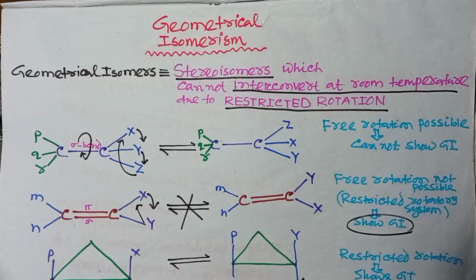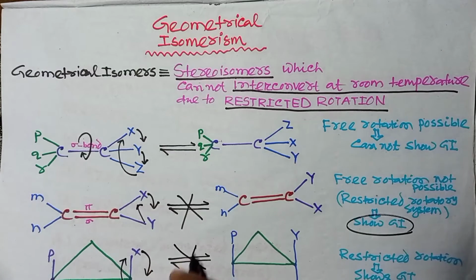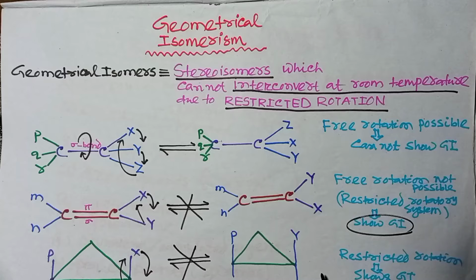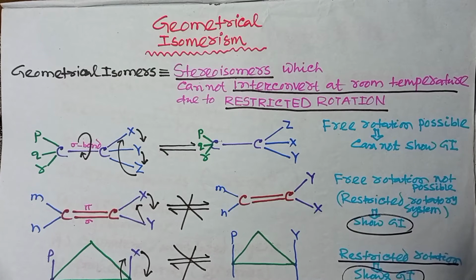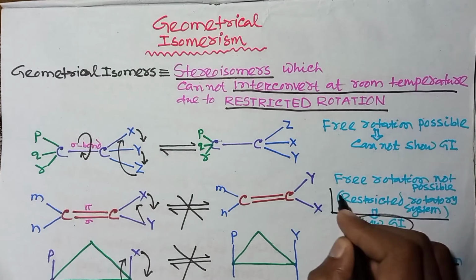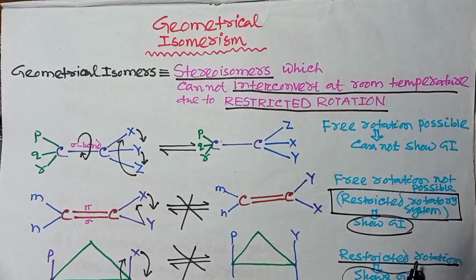Similarly, here it is a cycloalkene, so we cannot interconvert these two groups. This interconversion is not possible at room temperature, so we cannot get this compound from this. Free rotation is not possible here either, so this is a restricted rotatory system and it will show geometrical isomerism. Basically, the condition for geometrical isomerism is that the compound should contain a restricted rotatory system. This is the very important thing.